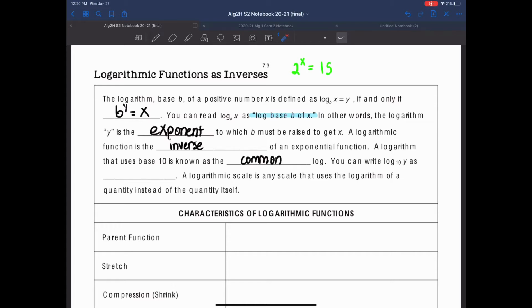Now you can write log base 10 of y as log of y, and that's kind of what I just described above, is that those two are interchangeable because it's assumed to be 10 if you don't see a number. Finally, a logarithmic scale is any scale that uses the logarithm of a quantity instead of the quantity itself. So let's go ahead and talk a little bit about the characteristics of logarithm functions.